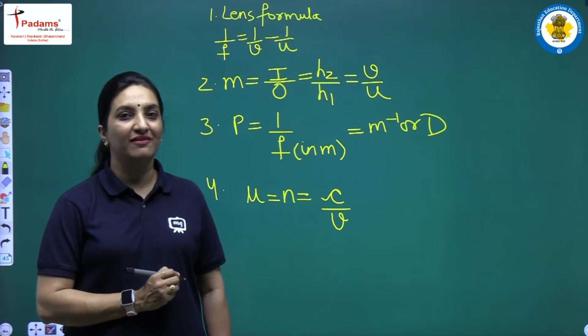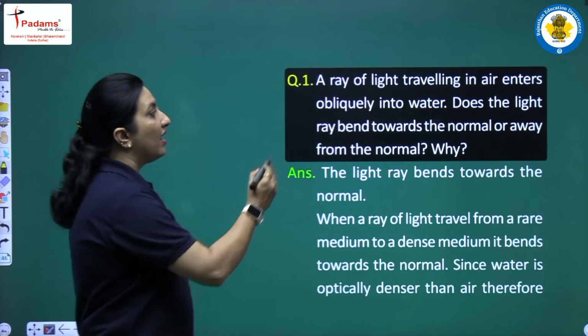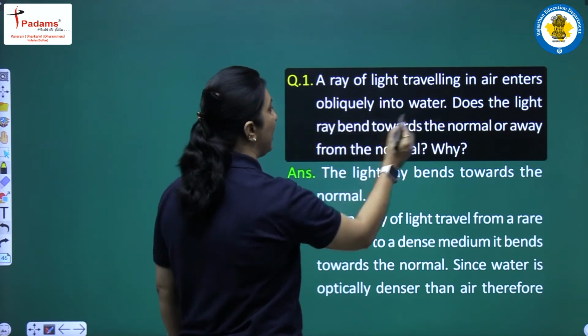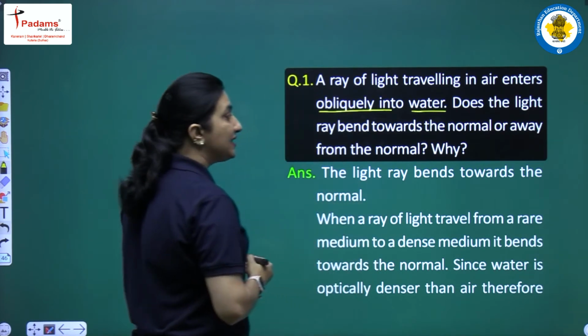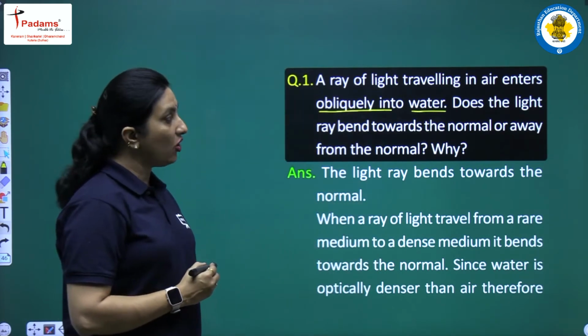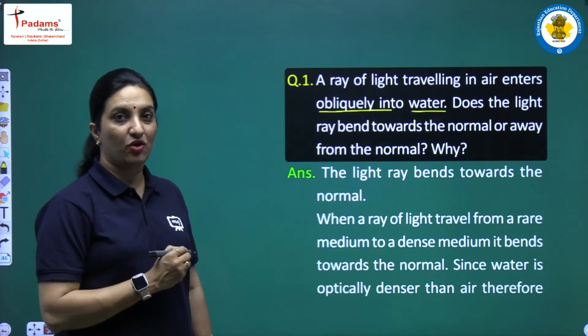To begin with the first problem. A ray of light travelling in air enters obliquely into water. Does the light ray bend towards the normal or away from the normal?